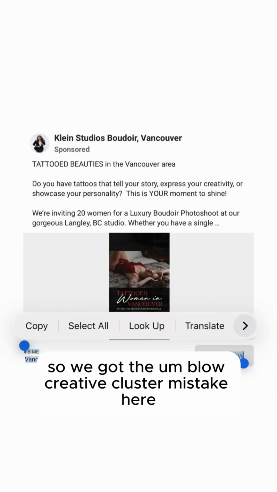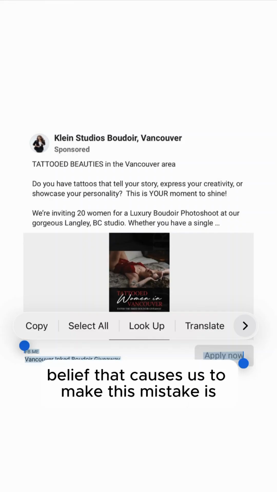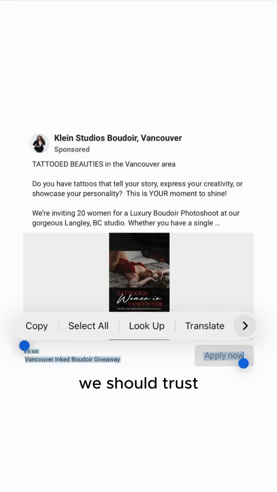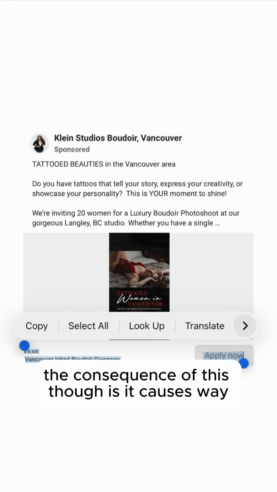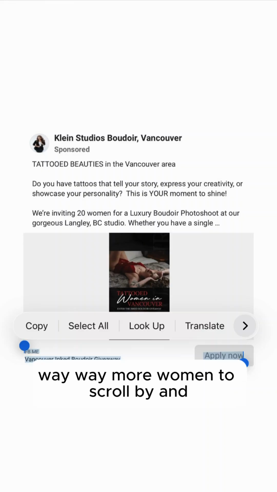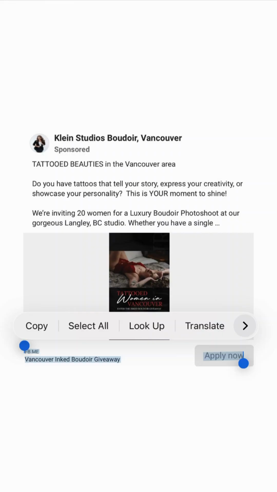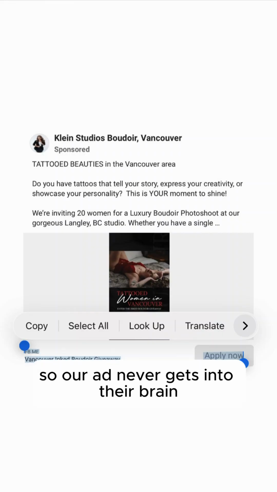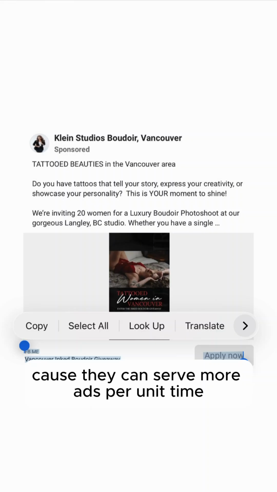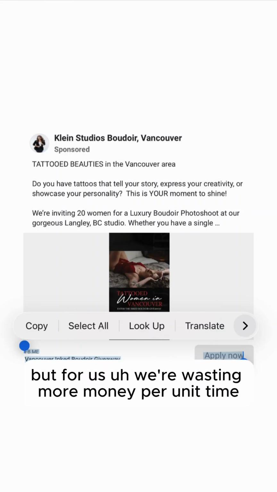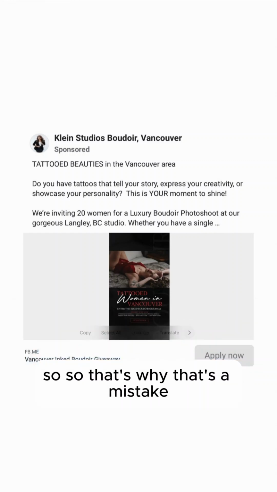So we got the below creative cluster mistake here. The false belief that caused us to make this mistake is that we should follow what Facebook tells us to fill out. The consequence of this, though, is it causes way more women to scroll by our ad and not actually click, so our ad never gets into their brain. But Facebook likes that because it can serve more ads per unit time. But for us, we're wasting more money per unit time. We're getting less money per unit time. So that's why that's a mistake.